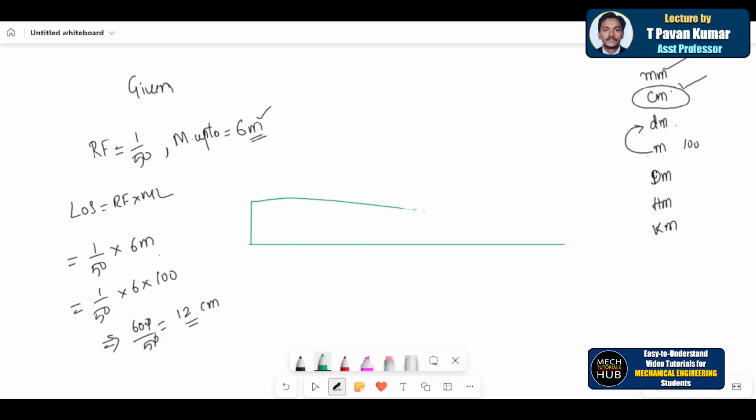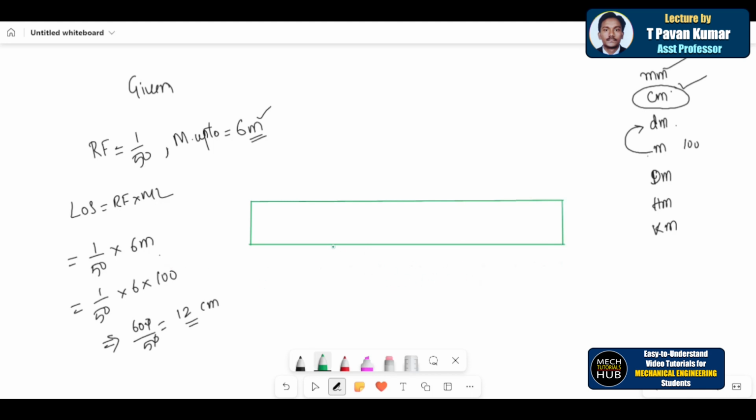Then again draw one more line of distance, one more line. I'll try to close this. Okay, let us consider the length of this complete length is 12 centimeters.